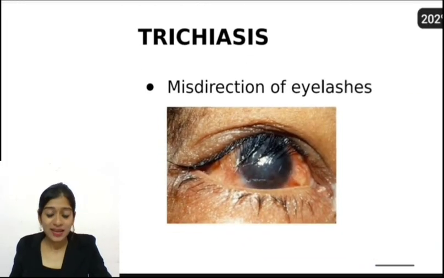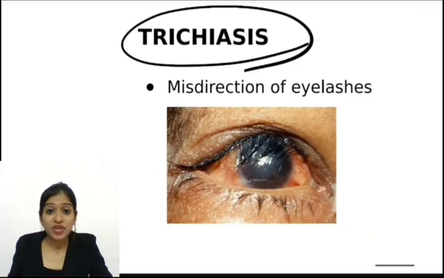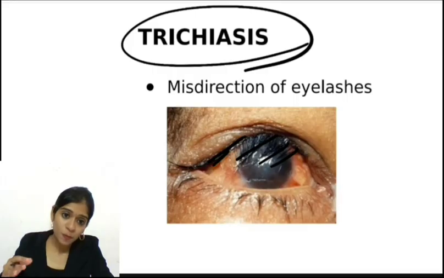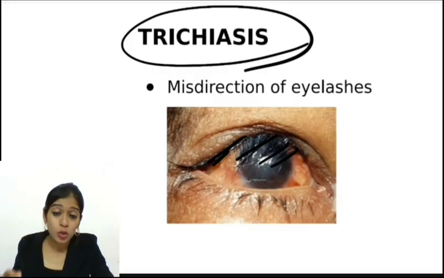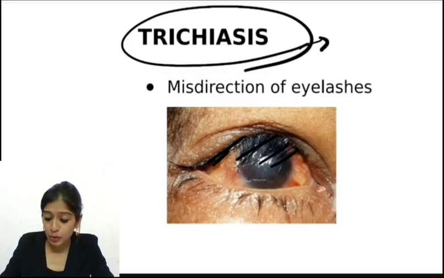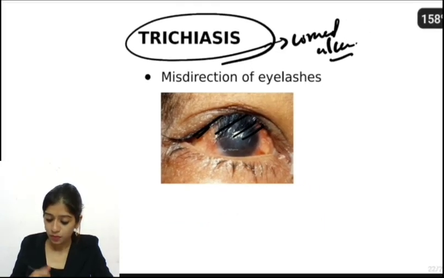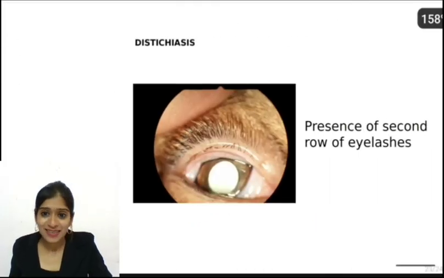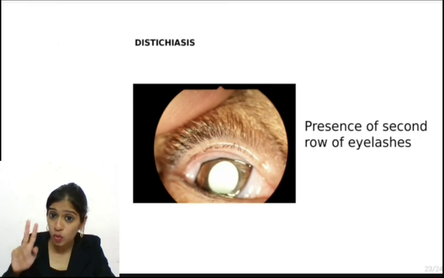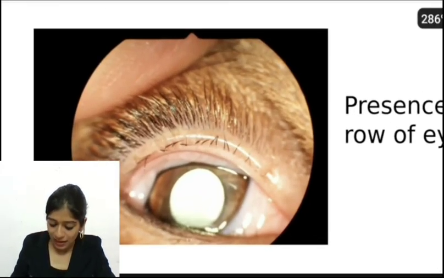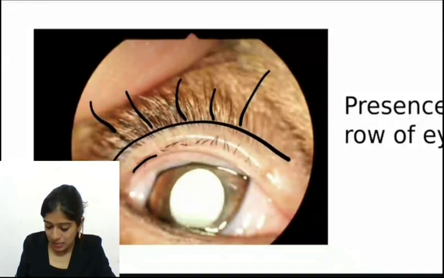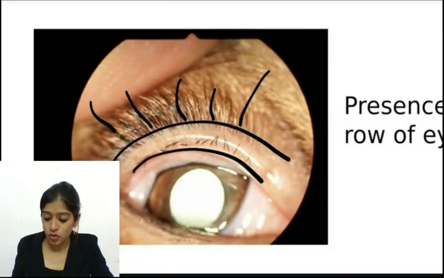Now, what is trichiasis? This is important. Trichiasis is misdirected eyelashes. You can see the eyelashes rubbing over the cornea. If not treated, it can lead to corneal ulcer. Now, distichiasis. What is that? Presence of a second row of eyelashes. You can see here one row of eyelashes, and you can see another row of eyelashes.